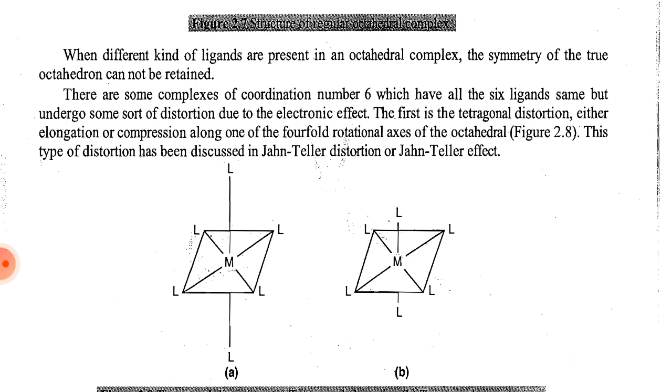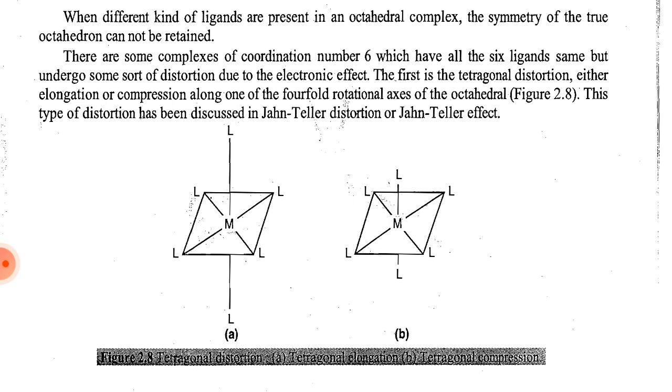The first is the tetragonal distortion, either elongation or compression along one of the four-fold rotation axes of the octahedron. This type of distortion is discussed in Jahn-Teller distortion, the Jahn-Teller effect. So what does the Jahn-Teller effect say? When the octahedral complex which has coordination number 6 gets distorted, it changes into a tetragonal distortion, where four-fold axis rotations are there. Two ligands are elongated and the remaining four are compressed around the rotational axis.